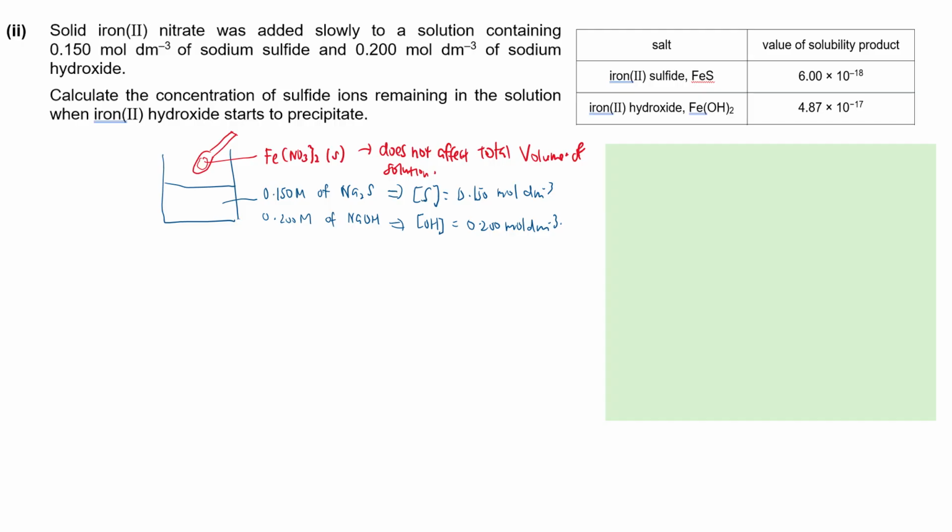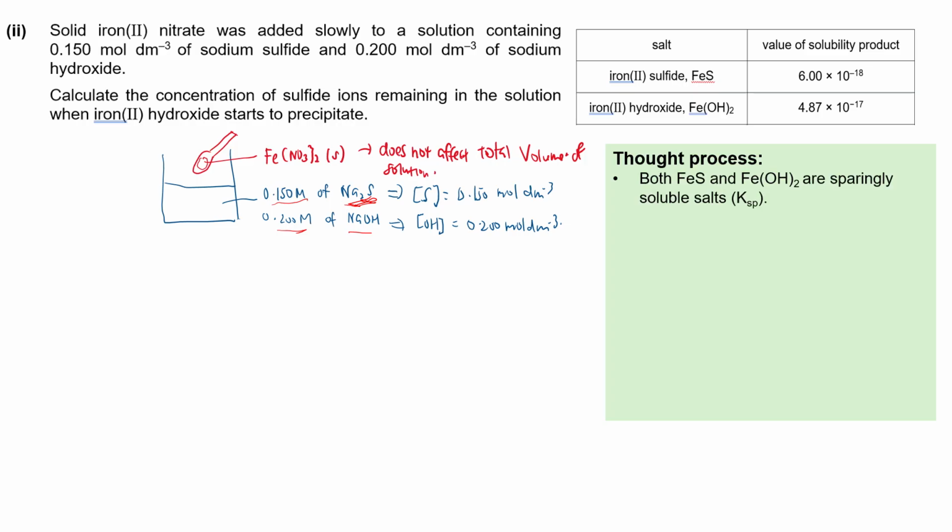Alright, so for question 4C part 2, you are given solid iron 2 nitrate. It is added into a solution containing 0.150 mole per dm³ of sodium sulfide, as well as 0.2 mole per dm³ of sodium hydroxide. That means both the sulfide ions and the hydroxide ions exist as a mixture over here. Then you slowly add in the solid iron 2 nitrate. So based on the table given to you, you have to think about it.